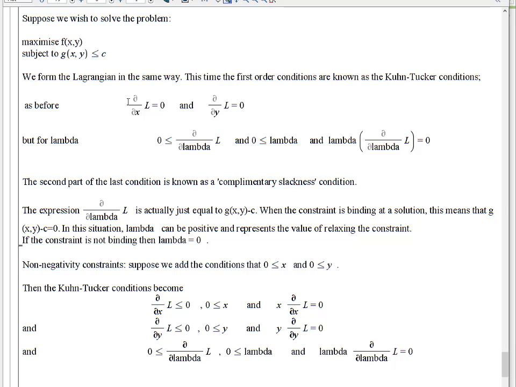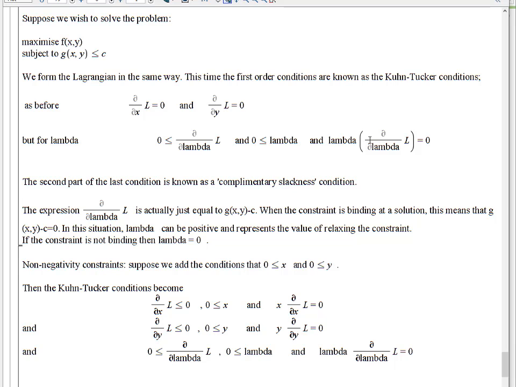And as before, this and this must be equal to 0. But for lambda, the derivative of L with respect to lambda has got to be greater than or equal to 0. And also, as well as this, you have this extra condition that lambda times the derivative of L with respect to lambda has got to be equal to 0.